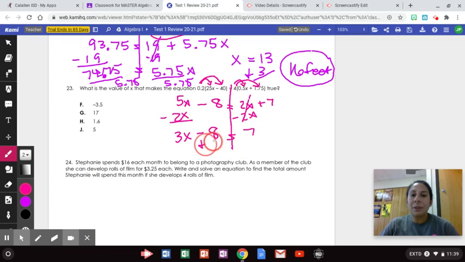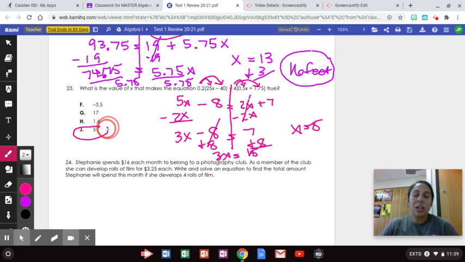The opposite of minus 8 is plus 8, so add 8 over here. So that's 3x equals 15. And lastly, divide by 3, so x equals 5. So here the answer would be J.